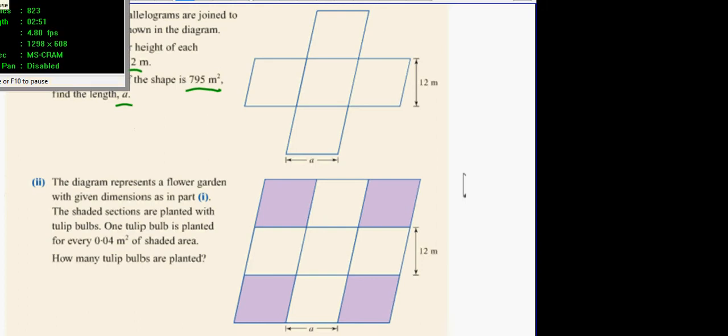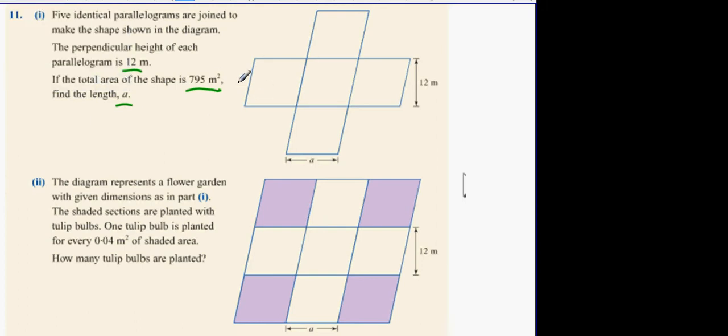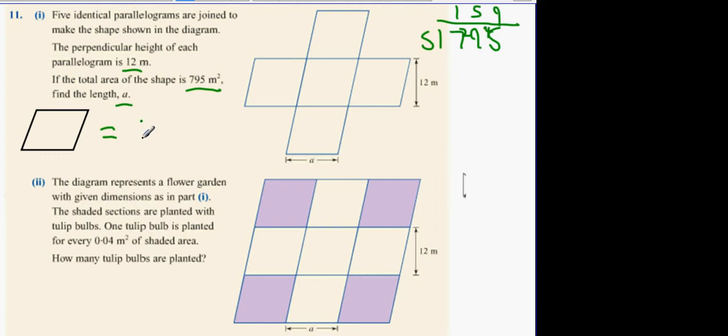So, what Orson said there was that all 5 shapes added together give you 795. Orson wants to find out the size of one parallelogram, not the size of 5 parallelograms, okay? So what we're going to do is divide by 5, and what do we get when we divide 795 by 5? 159. So it goes 1, remainder 2, 5 times, remainder 4, and then 9, 159. One parallelogram equals 159 meters squared.